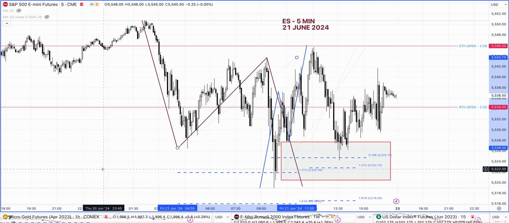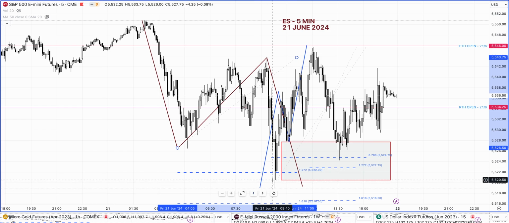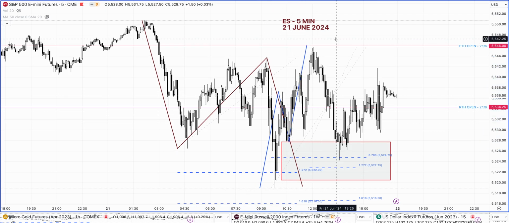So this is the zone or the region that we should pay close attention to, and this is where we saw buyers step in. Then we got another chance where the market retraced lower, and for the next 15 minutes it just held this support, and then what we have seen is a move higher.